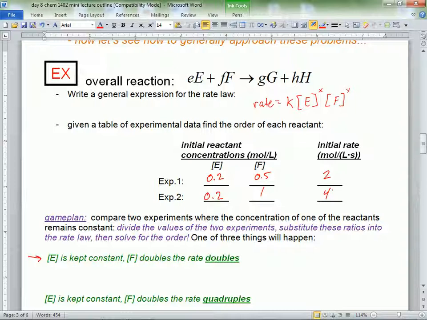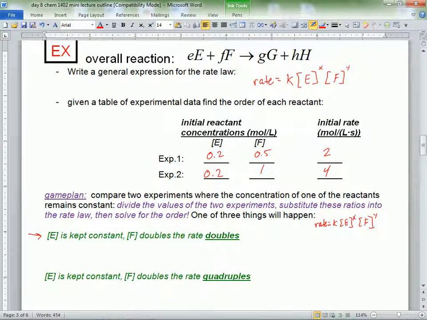And all these numbers are in here. And the game plan is just to find 2 experiments where one of the reactants stays the same. Well, experiments 1 and 2. Look at E stayed the same. Good. We're there. So let's substitute into our rate law then. So remember, our rate is k, E to the x, F to the y. Now I'm going to write out everything for this first time. And then you'll see, you don't have to write all this stuff out the next time. But I think it'll help make more sense if we write everything this first time.